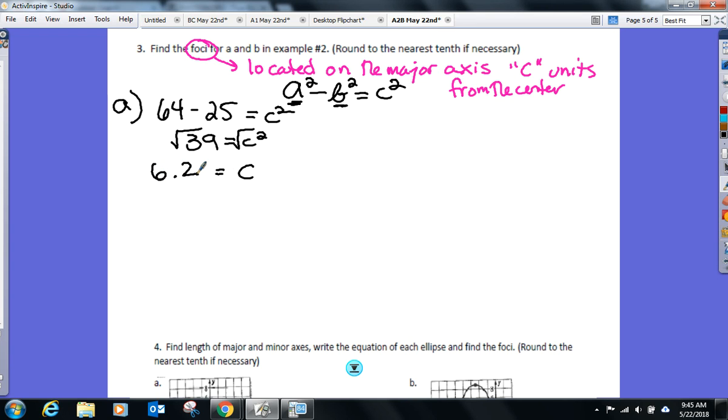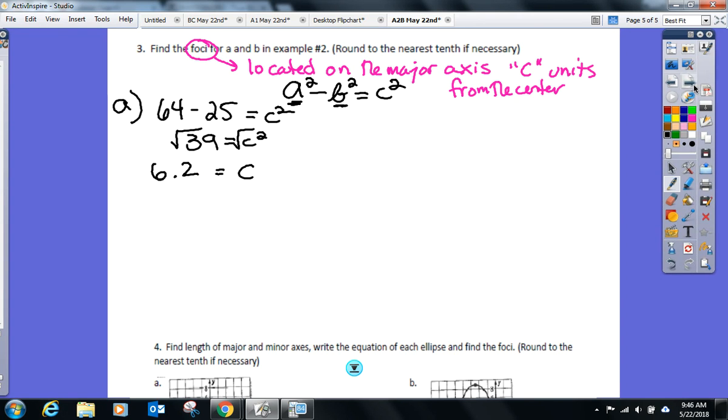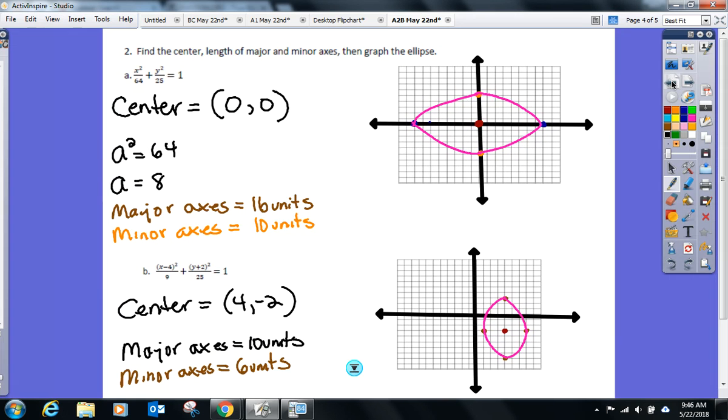All right. Here's how we're going to find the foci now. Where is it located? On the major axis. And for this example, where was our major axis, the x or the y? The x. So here's what I'm going to do. It's the distance, the c value, from the center. What was our c value? Where's my center? 0, 0. I'm going to go 6.2, negative 6.2 in both directions.